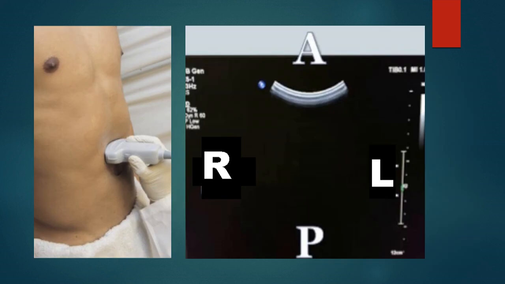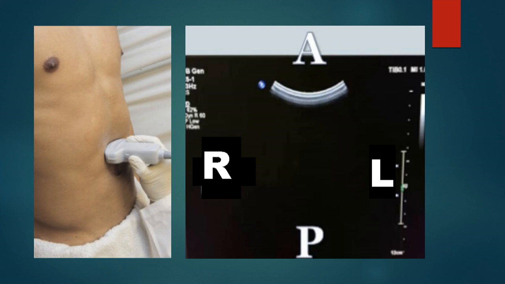So again, kind of just a positional relationship here. We're holding that notch towards the patient's right side with an anterior approach. We have anterior anatomy at the top of our screen, posterior anatomy at the bottom of our screen, right-sided anatomy on the left side of our screen, and left-sided anatomy on the right side of our screen.